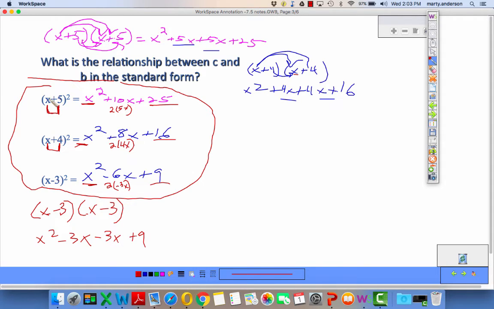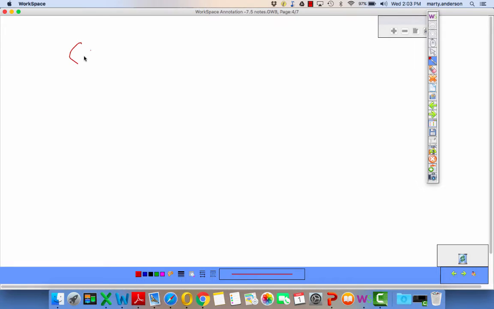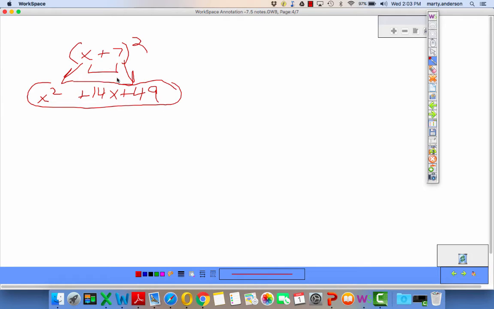So each time we are squaring a binomial, the first term squared goes out front, the last term squared goes in the back, and then we multiply the two terms together and double it, multiply it by 2. That said, I will make a prediction that if we had x plus 7 squared, square the first term, square the last term, multiply them together, 7x, double it, 14x. And there you go. That is the case. Try it by FOILing it out.